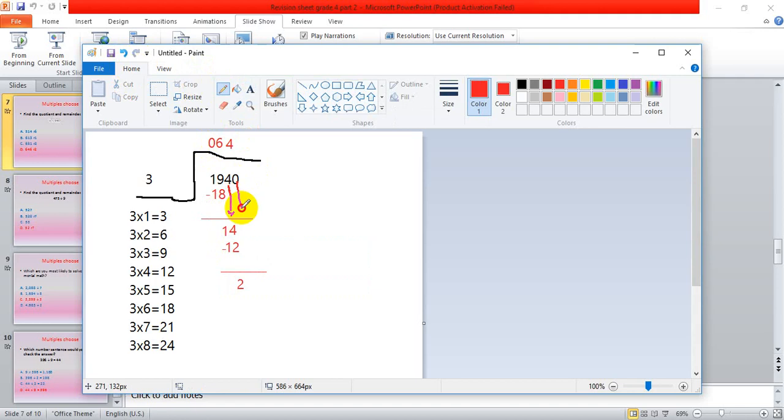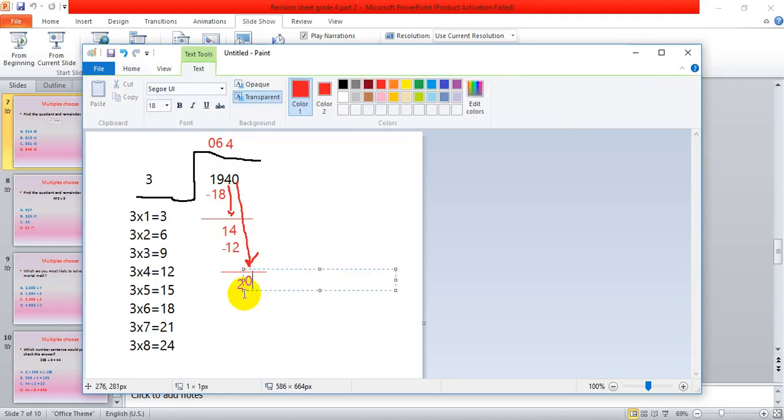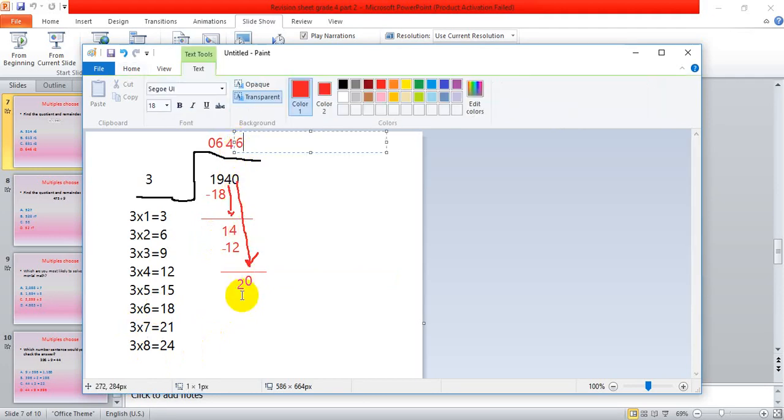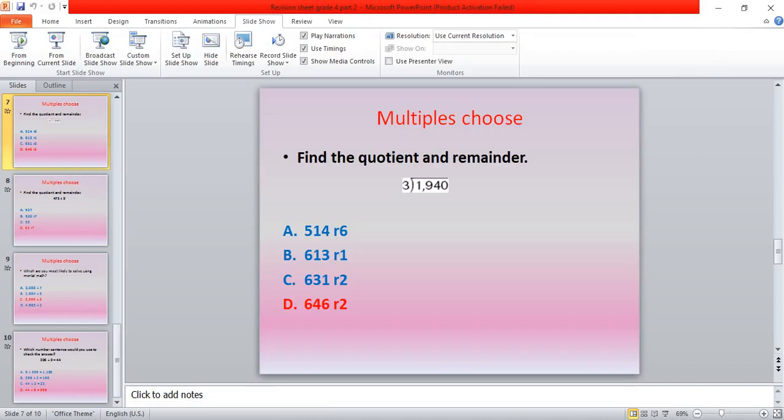Bring down 0. We write here 0, it will be 20. And 3 times what near 20? 3 times 6 again. We write up 6 and write here minus 18. 20 minus 18, it will be 2. Now the quotient is 646 and remainder 2. Yes, 646 and remainder 2.